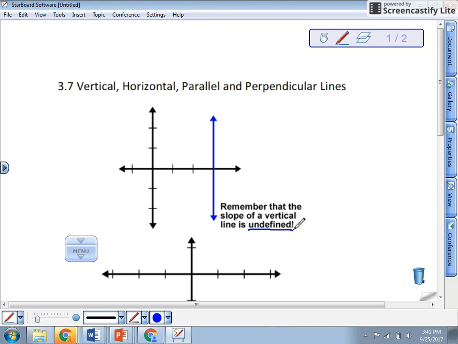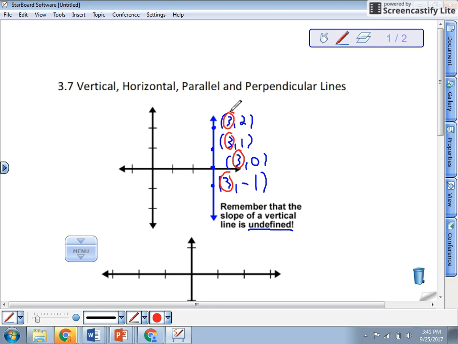Let's look at some points on this graph. We've got a point right here, we're going to call that (3, 0). We put a point up here, we'll call that (3, 1). Another point right here, (3, 2). And we do one down here, (3, -1). Well, what do they all have in common? Notice the x value here. All of the x values are the same.